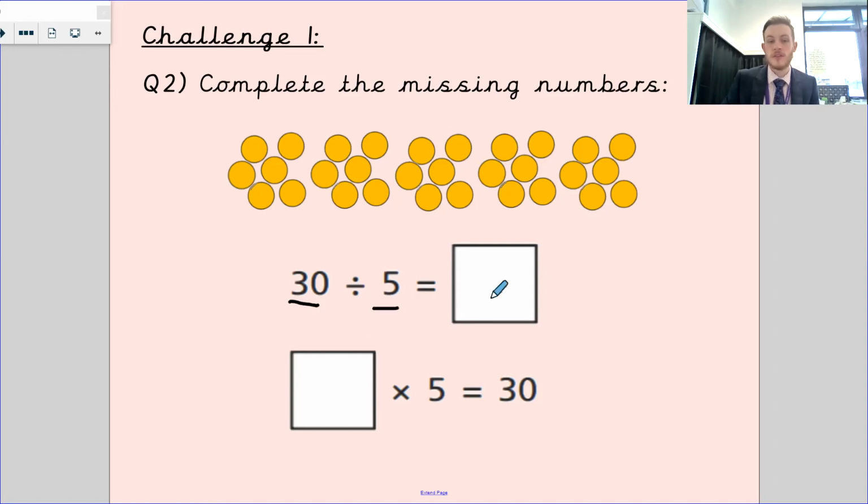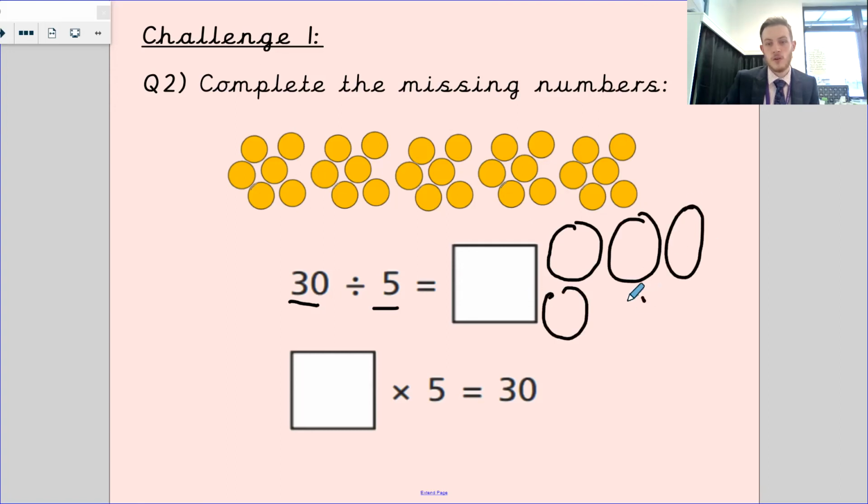So I've got my groupings here, but you don't know what they're grouped in. But I do know that there's going to be 5 groups. So I need to draw 1, 2, 3, 4, 5, and you can split them in and then find out how many's in each group. Same again, because we know this answer, we're going to be able to swap that round and put it at the beginning for it to make sense for our multiplication sentence.